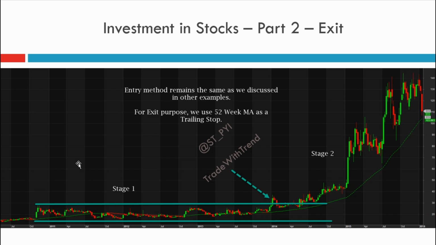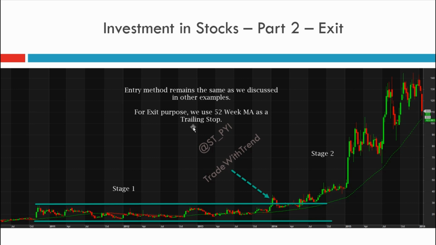So let me give you an example here. This is a stage 1 stock. The stock consolidates for a period of 3-4 years, then it moves into stage 2. If you notice the previous charts, there was no moving average on it. Now I have a 52-week moving average. So we just use the 52-week moving average as a trailing stop.